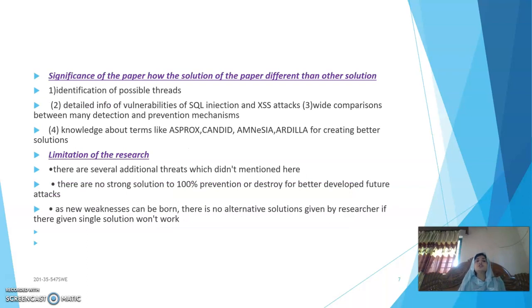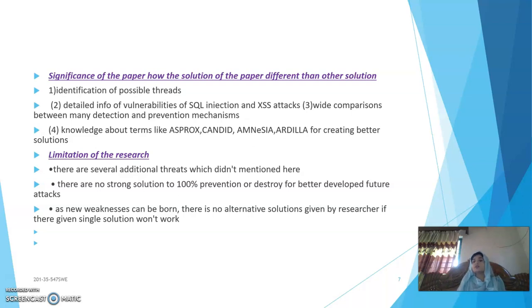Now we are going to signify how the solution of this paper is different from other solutions. This paper has the identification of possible threats, detailed information on vulnerabilities of SQL injection and cross-site attacks, a wide comparison between many detection and prevention mechanisms, and knowledge about terms like AS prox, candidate amnesia, and Argilla for creating better solutions.